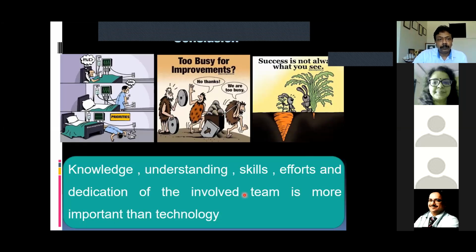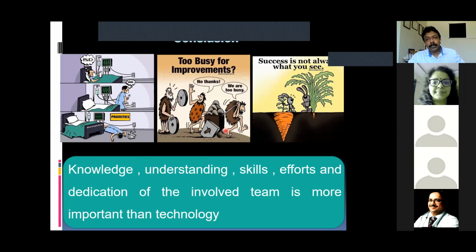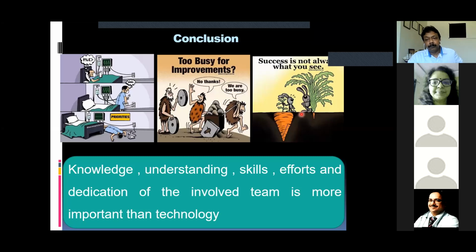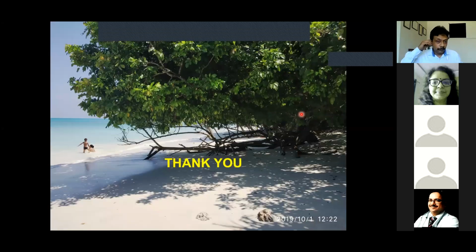So in conclusion, we should define our priority. You can see this cartoon image where a person's priority is the charging of mobiles, and we should have time for improvements. And success is not always what you see. So knowledge, understanding, skills, efforts, and dedication of the involved team is more important than technology. Thank you.